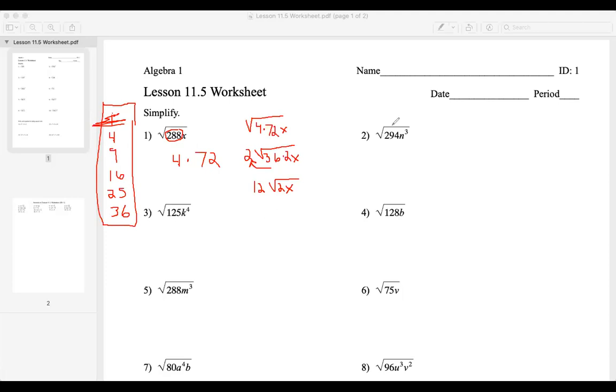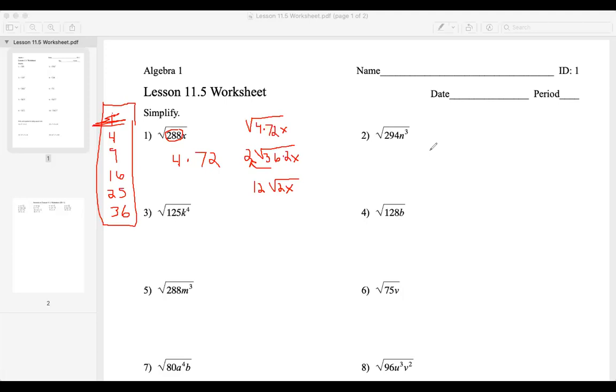But as I look at the numbers, I mean, 294 is a little bit tough right there. Let's see, 2 plus 9 is 11, plus 4 is 15. So 9 doesn't go into 294. 25 doesn't. 36 might. Does 36 go into 294? No. 36? Nope. So my next guess is, I don't know.